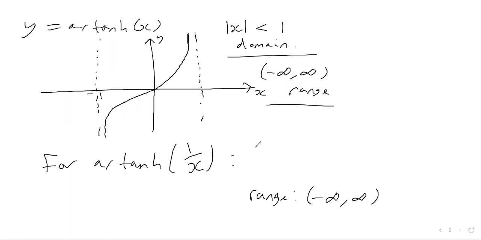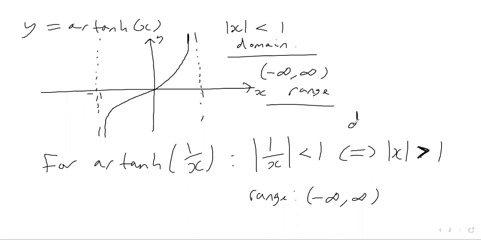Now we know that the modulus of 1 over x must be less than 1. But that's exactly the same as saying the modulus of x must be greater than 1. So we know the domain for the artanh of 1 over x function is that, and the range is that there. This may be useful later on in the video, but let's get on with the differentiating.